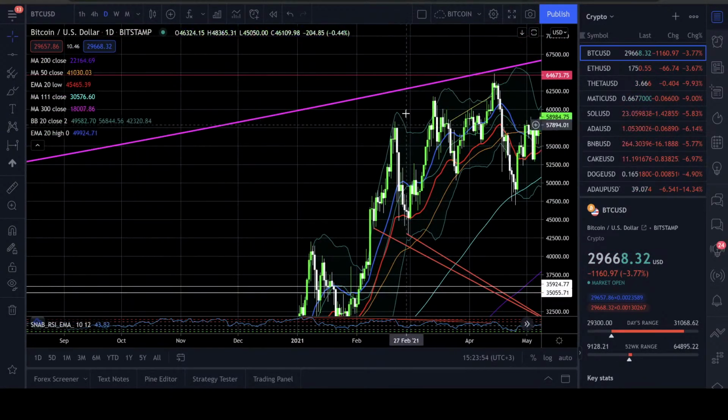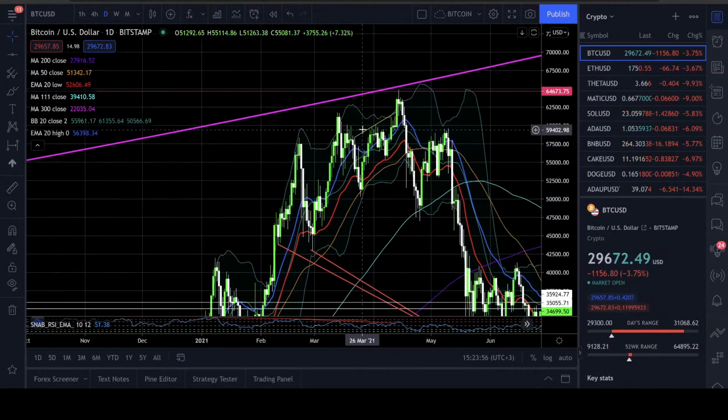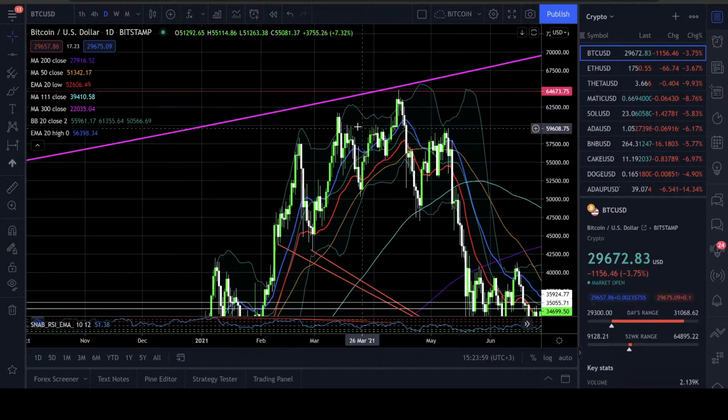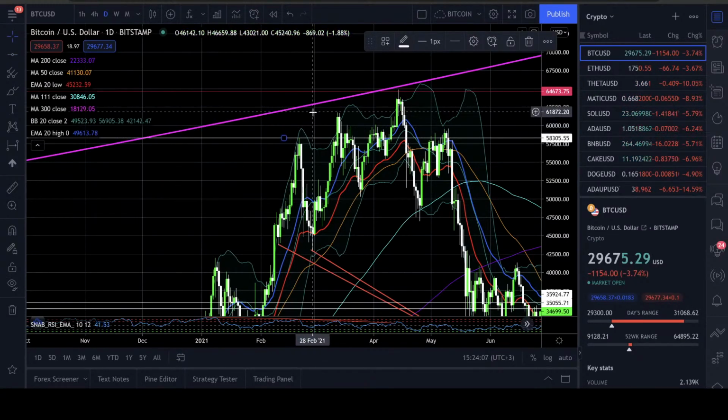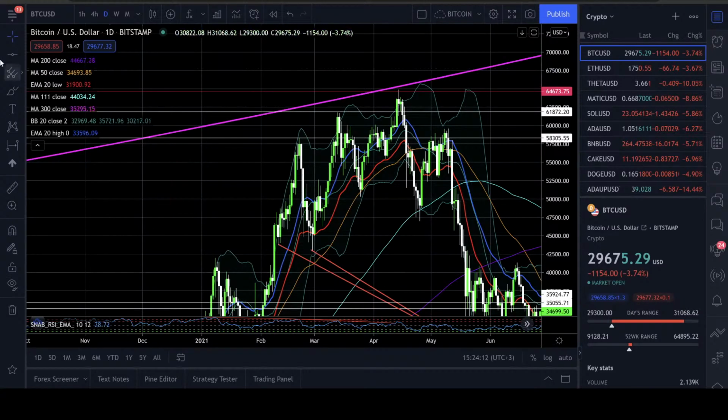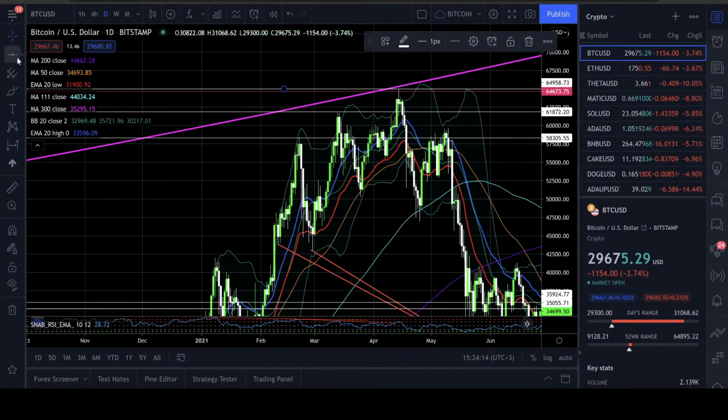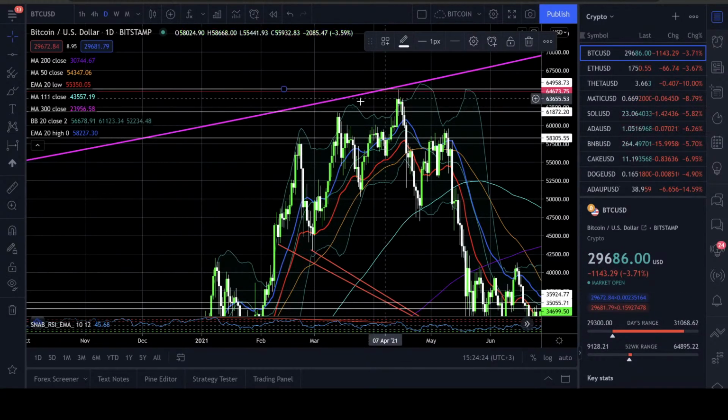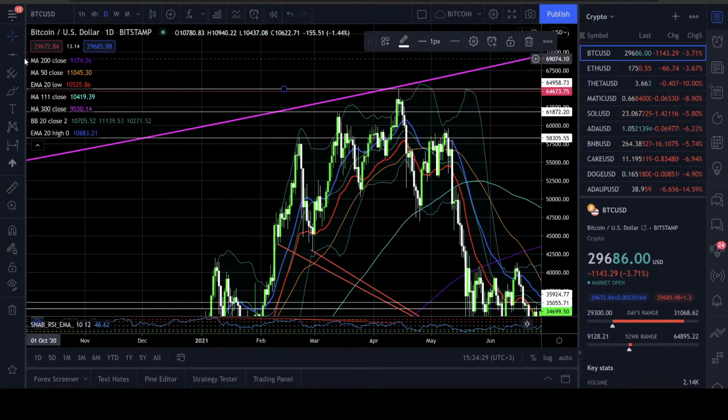descending wedge pattern. Okay, so I'll tell you how you identify a descending wedge pattern. See these new highs here, right? This one, this one and this one. This is how you measure it. The new highs are not much higher than the previous high. See that? But each time it dipped, it made a bigger dip.